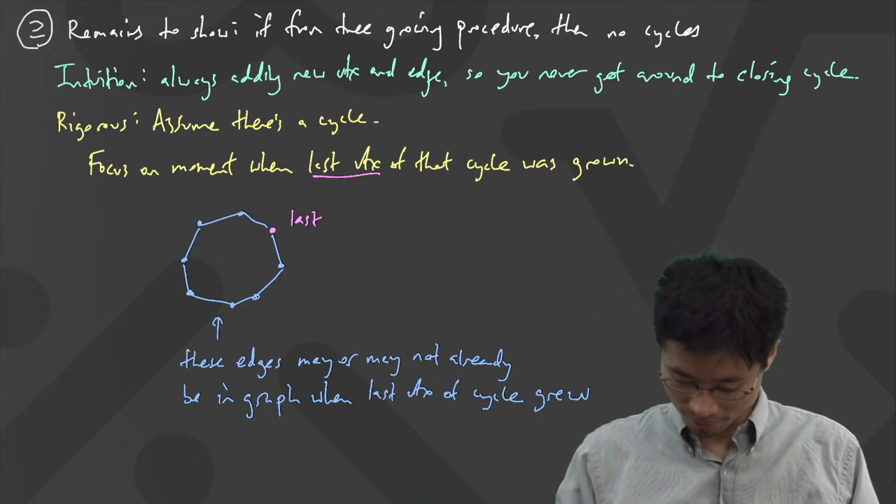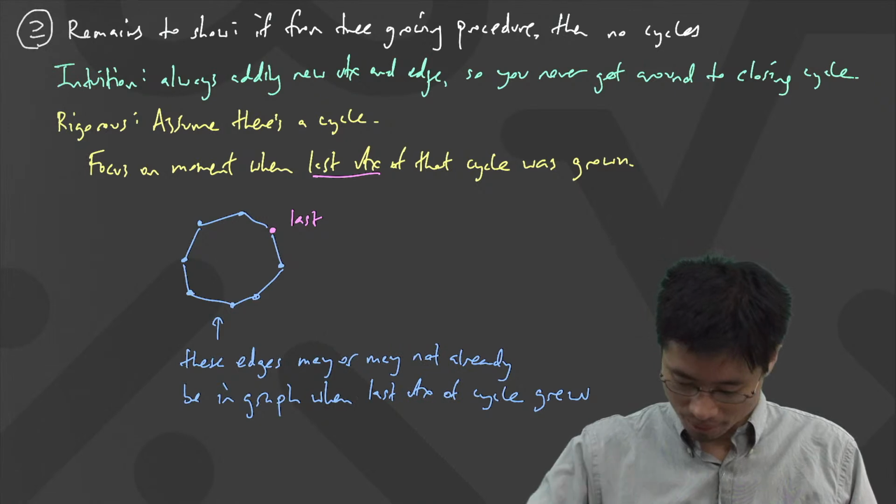Well, if we consider the last vertex that is placed of this cycle, we have two edges that are on that vertex that are in the cycle. But when we place the vertex, we can only draw one of those edges, not both.